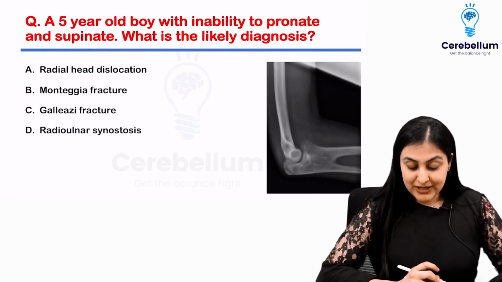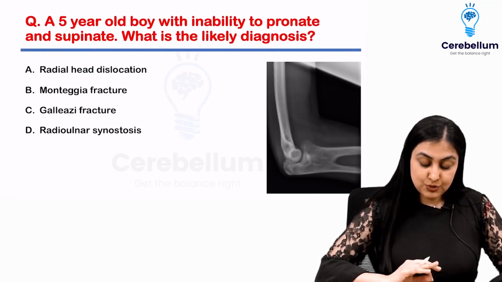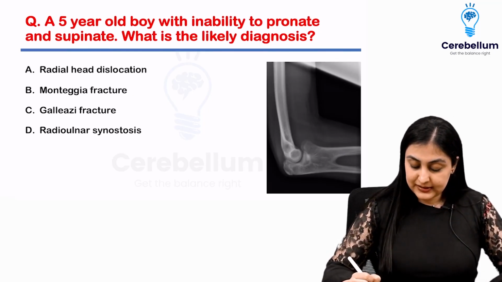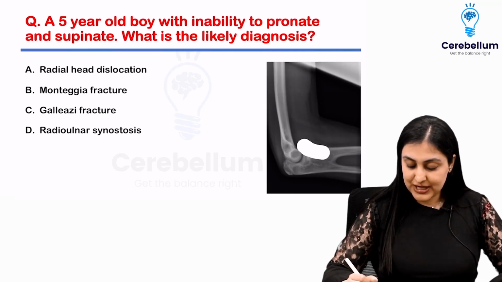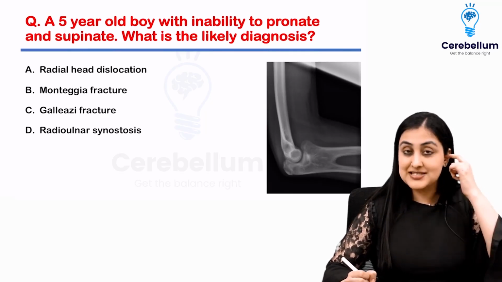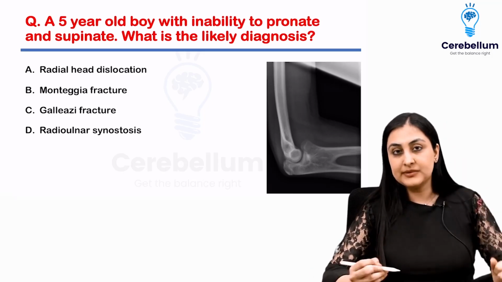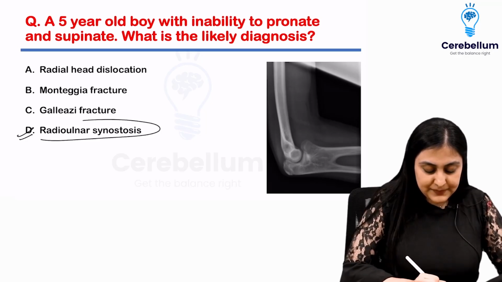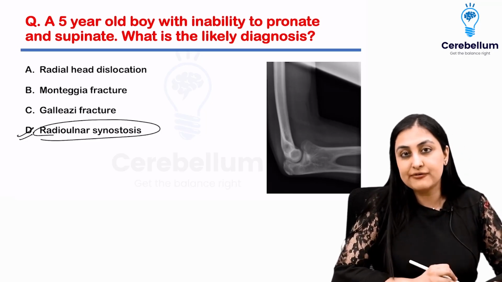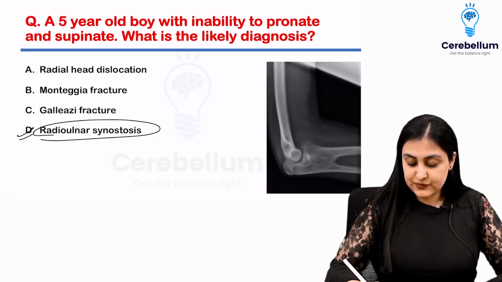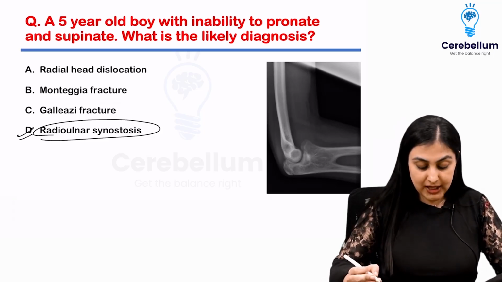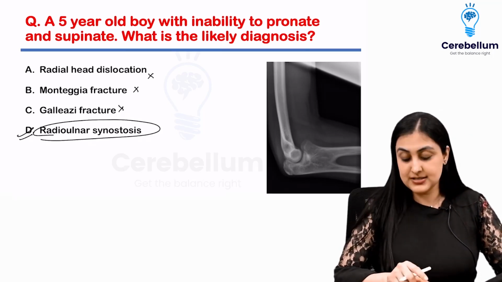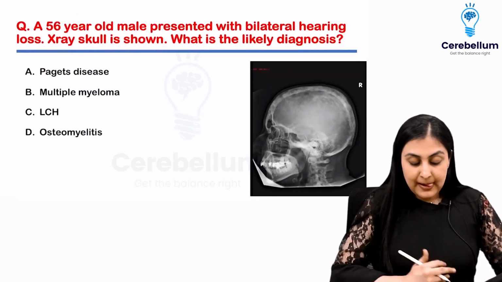A 5-year-old boy is having an inability to pronate and supinate. What you are seeing here is the radius and ulna getting fused, right? So this is the radius and this is the ulna, and there's a bony bar, not something that you would see routinely. So this is radio-ulnar synostosis. It's a repeat FMG question wherein you have this fusion of the radius and ulna, radio-ulnar synostosis. There is no fracture that is seen in this case.